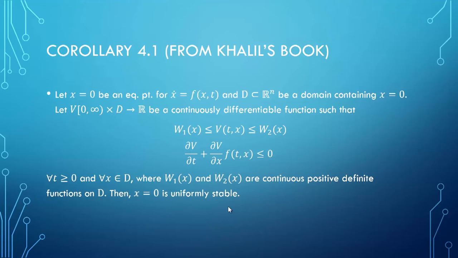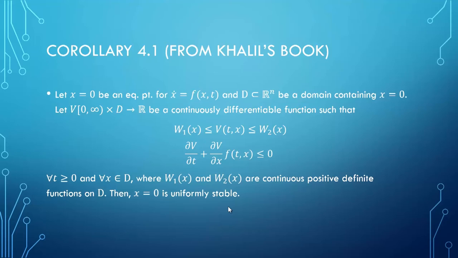So the time derivative of V is this, right? Because it has two arguments. One is time. So when you take the time derivative of V, you need to take the partial first with respect to time and do the chain rule with respect to the second argument in order to introduce the dynamics, right? So this is the time derivative of this V. Okay. So if you find this V that satisfies the condition, we will say that x equal to 0 is uniformly stable because it's less than or equal to 0.